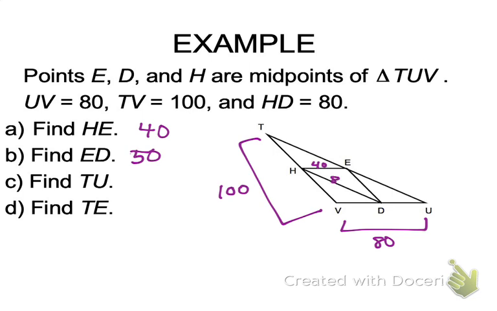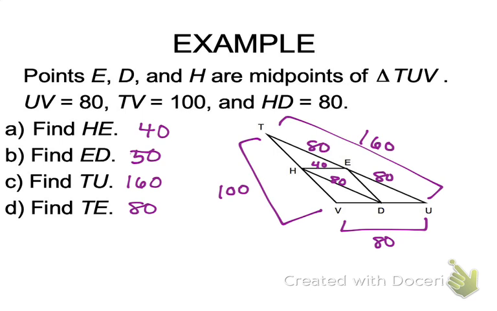So let's write that in. What is T to U? Yeah, if HD is 80, then T to U is 160, doubling that 80. What's T to E? 80, because it would be half of the 160. Good. So we got our 80, which would make this be 60, which makes this 80, which makes that 80. VD and DU would be 40. HV and TH would be 50.